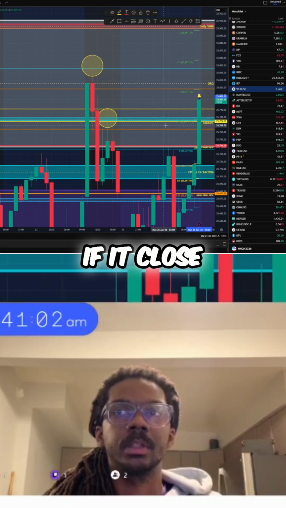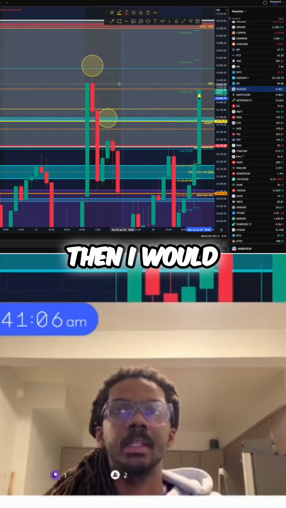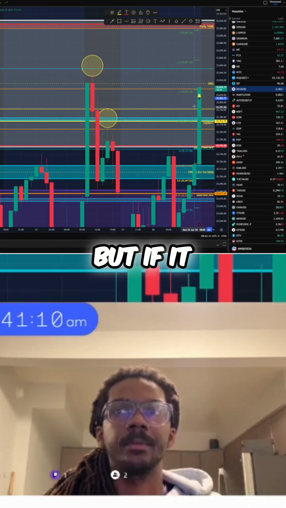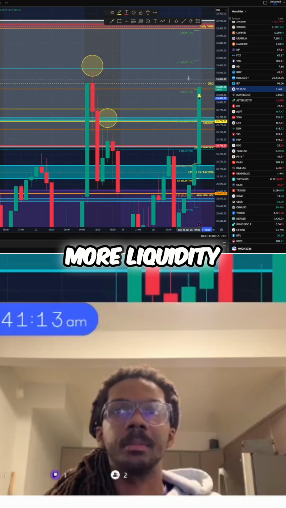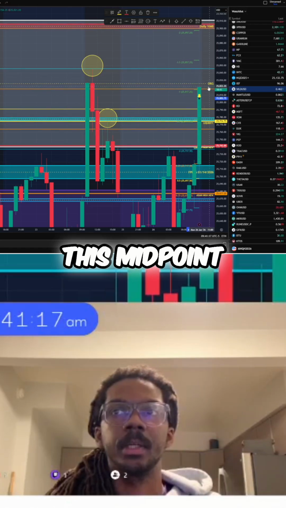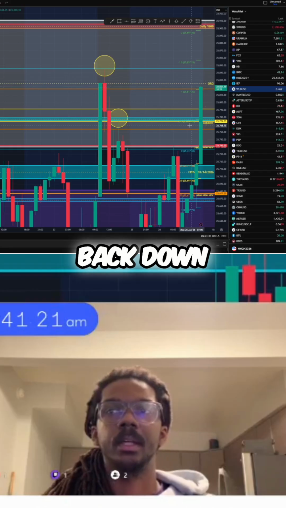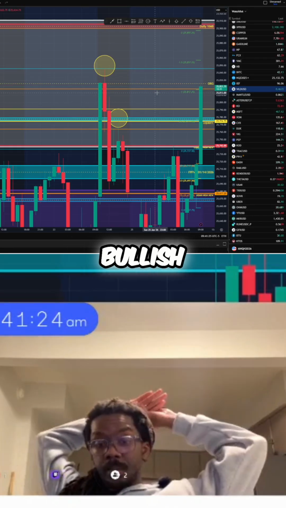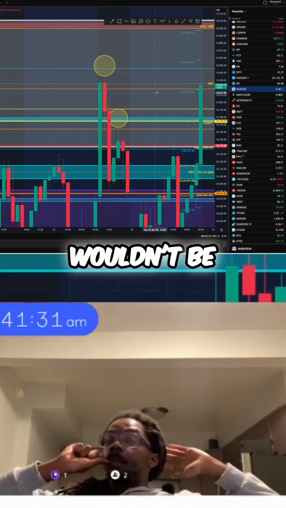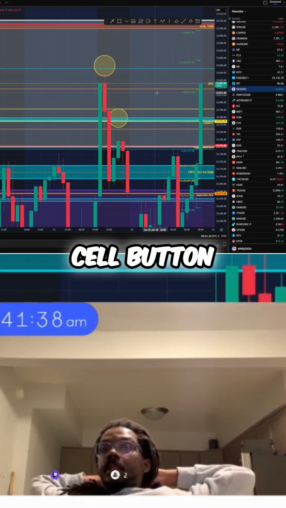If this body closes above this swing high, then I would say yes, we're definitely going to go up here and take out this high. But if it doesn't, it could just be creating more liquidity going up here. It could just touch this midpoint of this opening range gap again and then come right back down. But so far, everything looks very bullish. I wouldn't be touching the sell button at all. That's one thing I wouldn't be doing for sure. I would not even be looking at that sell button.